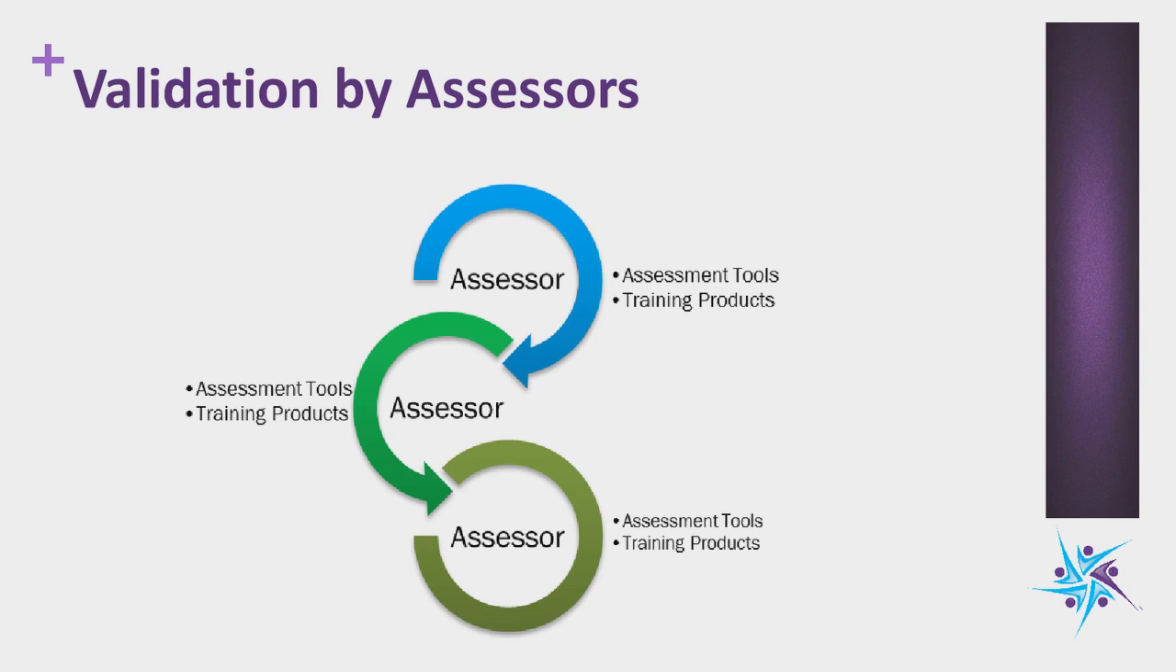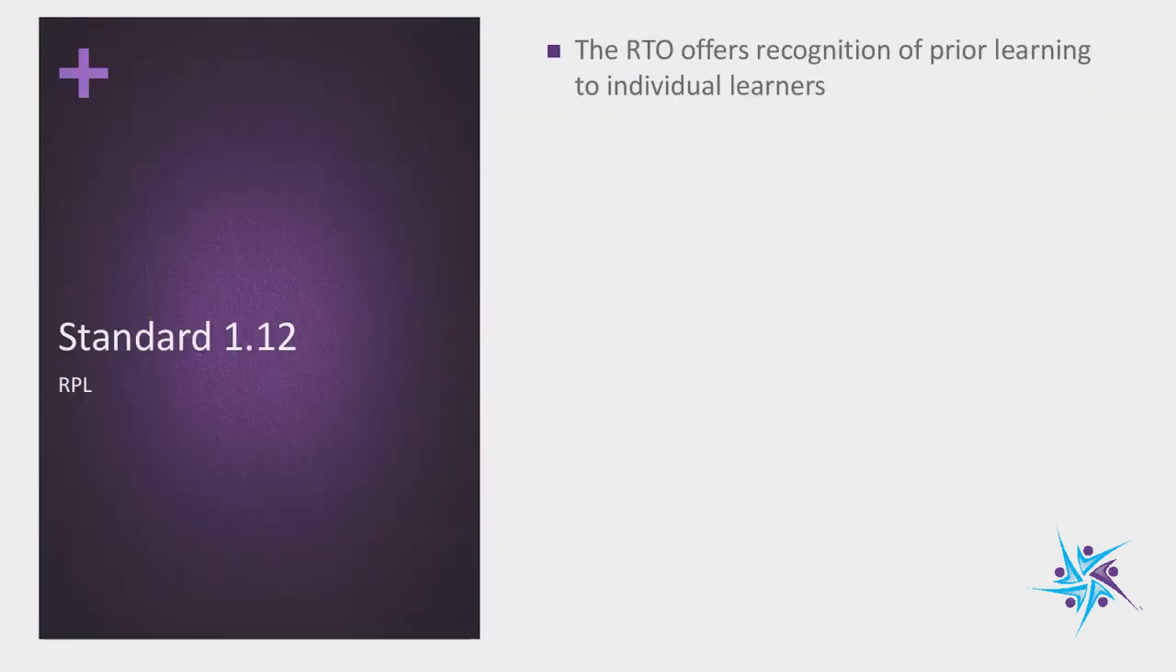This is just a little graphic about how you can't have the same assessor validate their own tools. If a trainer or assessor conducted the assessment, they can participate in the validation team, but they can't sign off on the assessment validation. Someone else has to sign off. But you can have assessors within the same organisation sign off on other assessors' validation. You can't sign off on your own assessment. Okay, so that's assessment validation.